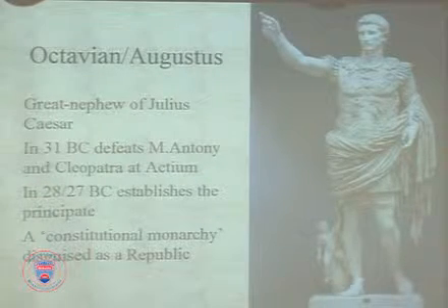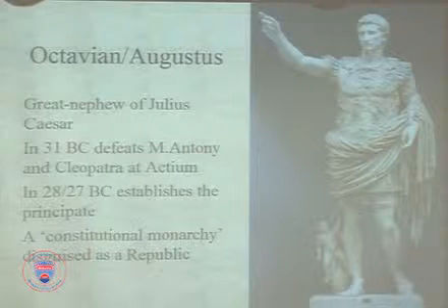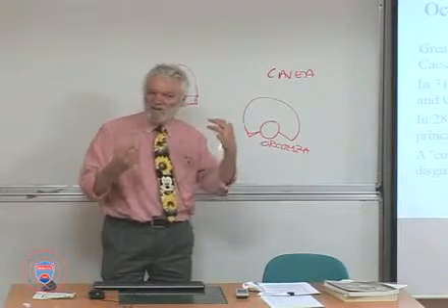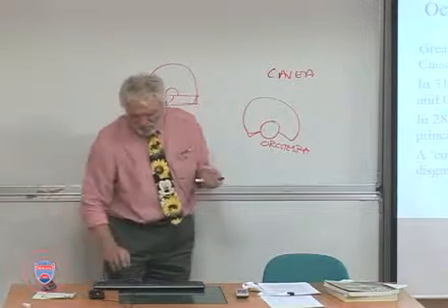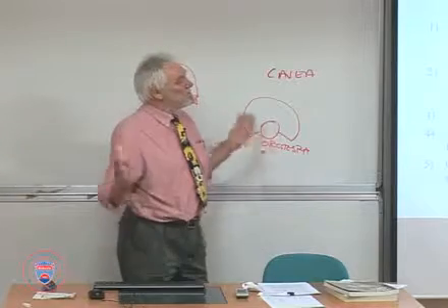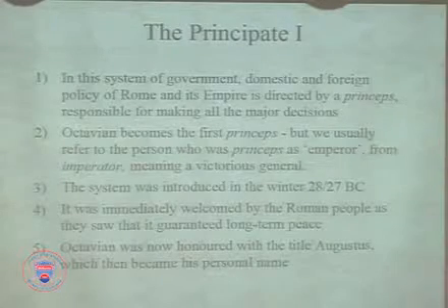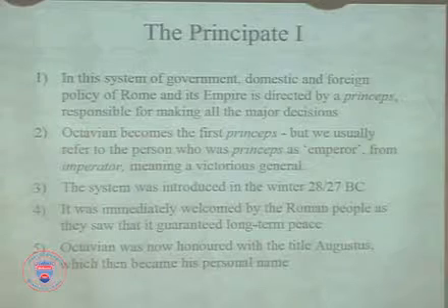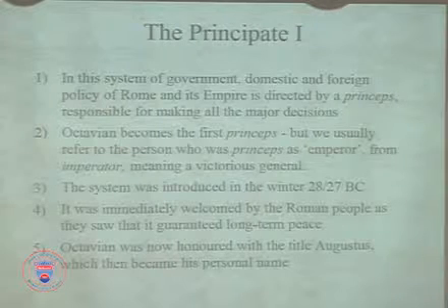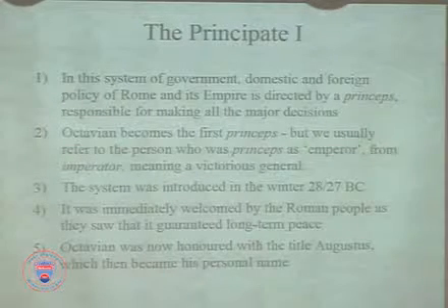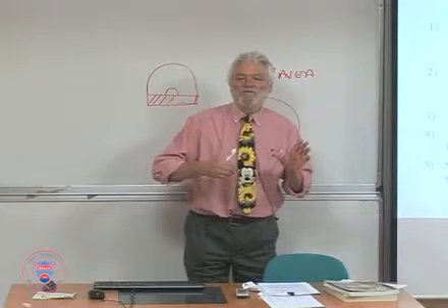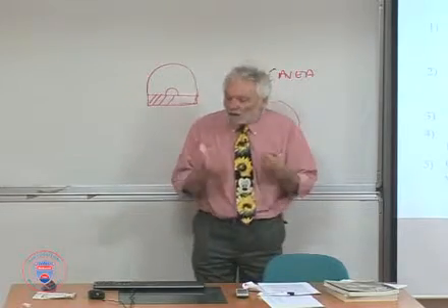In 28-27 BC, Octavian establishes a new system of government, the Principate. I know this is boring, but this is something to be aware of, because otherwise you won't really understand what comes next. What is the Principate? It's a system of government in which the domestic and foreign policy of Rome and its empire is directed by a princeps. Princeps, the first person. He is responsible, well, I've written responsible for making all the major decisions. That's not quite true. He's given the first say in any discussion on what should be done.